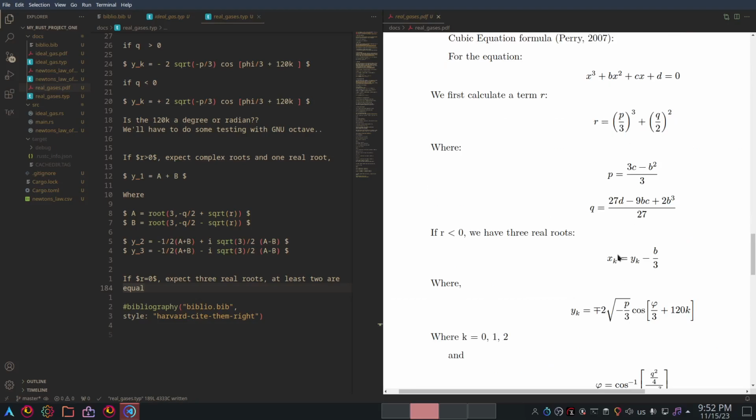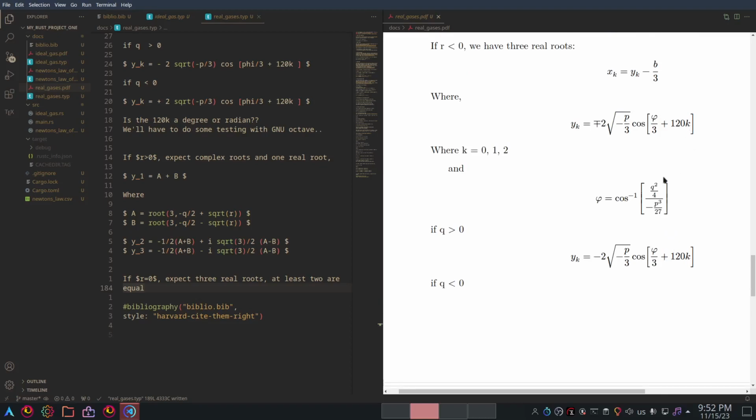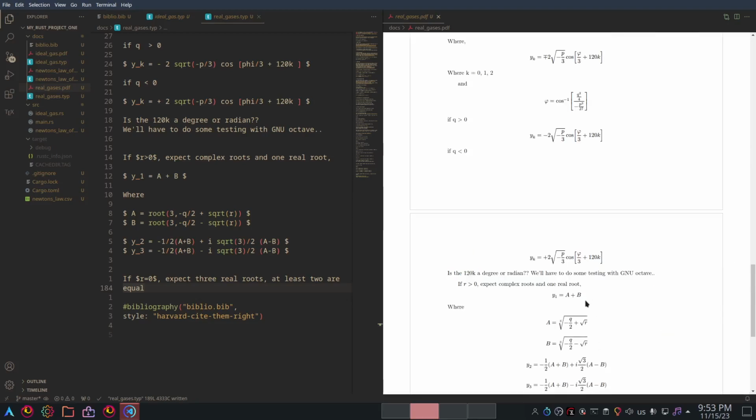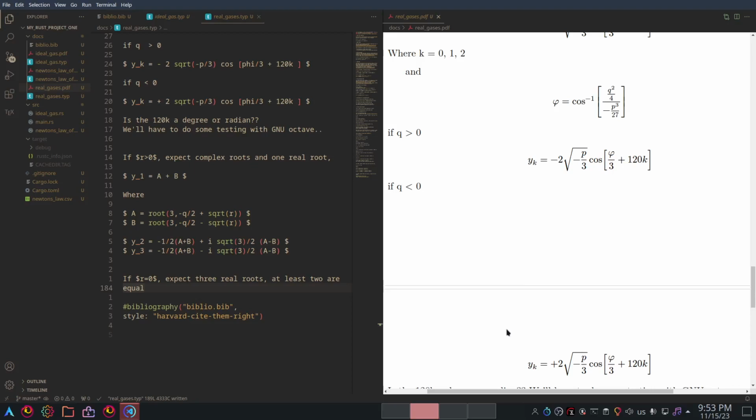Now, how to derive it, I'm not going to go through it, but we will want to code it. And we have some questions here as well. Based on the formula I got from Perry's Chemical Engineering Handbook, we see this term 120K right here. So is this 120K a degree or radian thing? These are the kind of things we'll have to find out, because some formulas from the textbook do not give you units, and based on that you have to do your own testing. That's extra work, and that's why you always want to put units there.